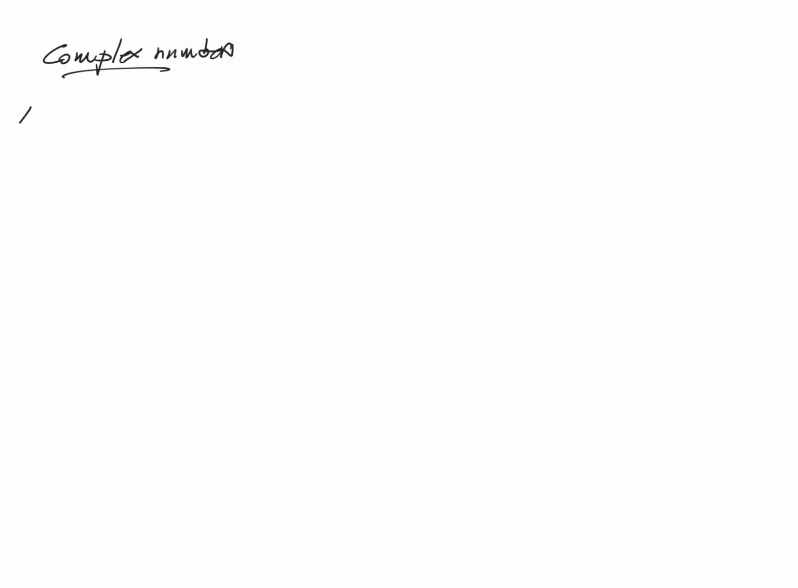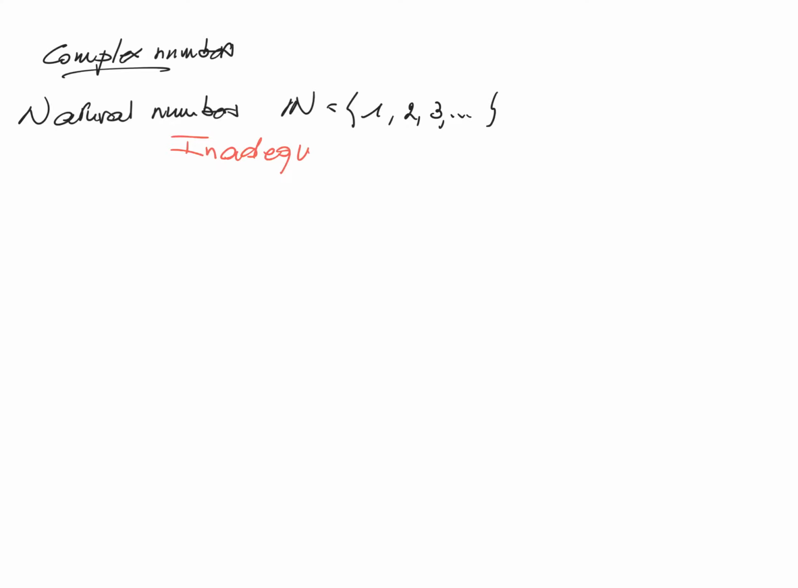The first set of numbers were the natural numbers, indicated by the letter N, and so they consist of all the numbers 1, 2, 3, and so on. However, this set of numbers was inadequate to solve certain equations. So it was inadequate for equations of the type x plus n equals m, with n and m both natural numbers, such as, for example, x plus 3 is 2. The solution of this equation is of course minus 1, but minus 1 is not part of the natural numbers.